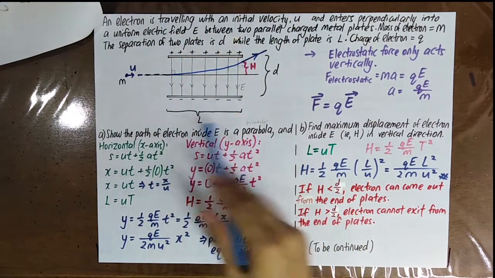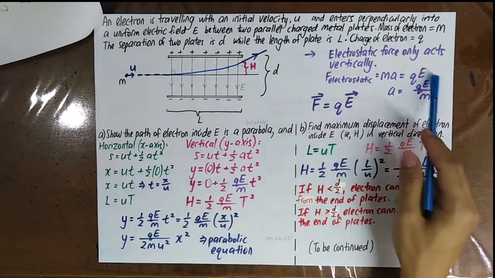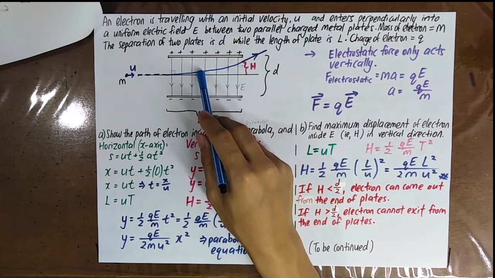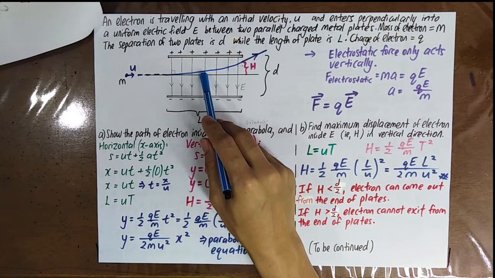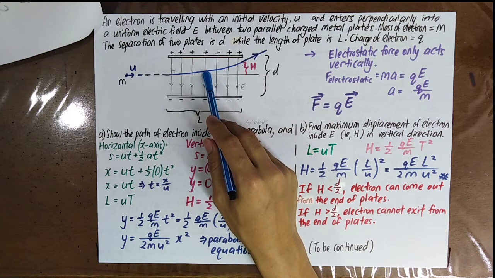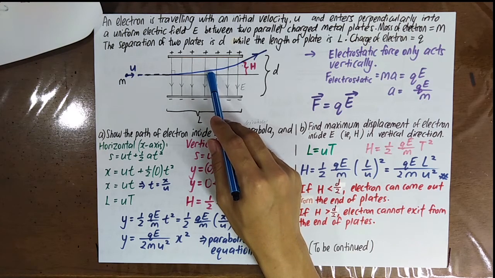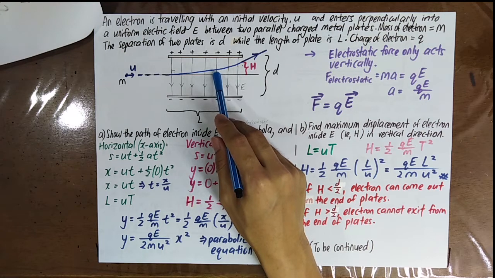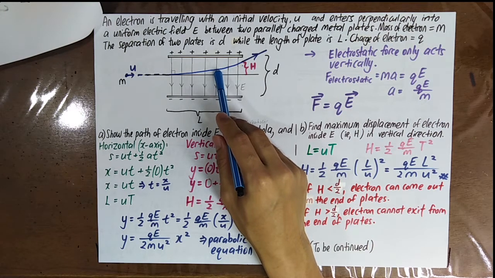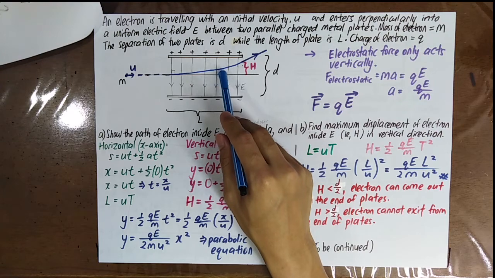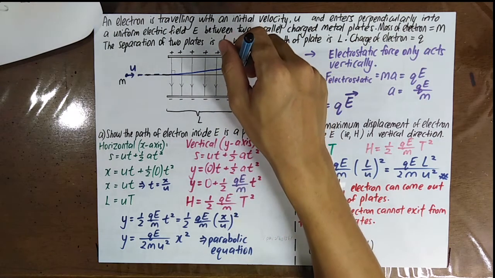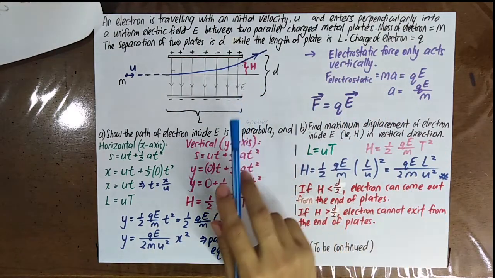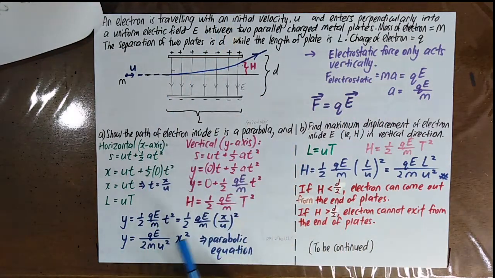But then in the vertical motion, because there is an electrostatic force, you expect that initially the vertical velocity is 0. But then when it experiences a constant acceleration, it will start moving. Okay? So it is like this: 0 velocity, slow, fast. Okay? It will have a constant acceleration in the vertical motion.